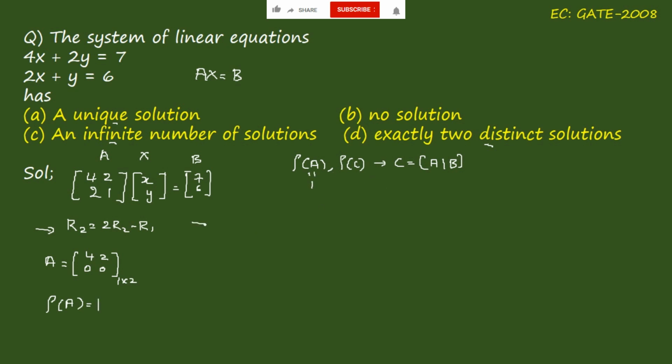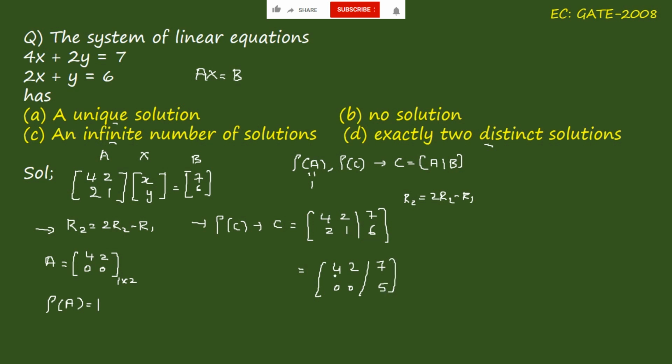Now coming to the C matrix. The C matrix is nothing but the combination of both A and B. We have to find it out. It's nothing but 4, 2, 2, 1 with 7 and 6. We do the same elementary operation, R2 equals 2 times R2 minus R1. Then we get 4, 2, 7, and 0, 0, and then 6 times 2 is 12 minus 7, which becomes 5. So this is a 2 cross 3 matrix. So we get the rank of C is equal to 2.